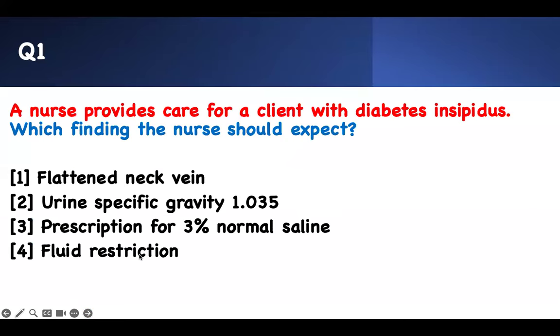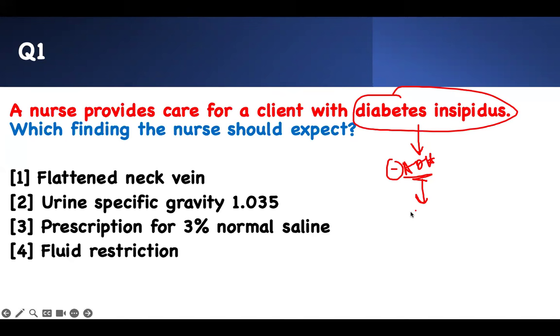Let's provide care for a client with diabetes insipidus. Which finding do you expect? You should know this by now. If you don't, check Adapting Class. This is content-based. In diabetes insipidus there's no ADH, so you're going to lose all your water. What is the major problem? Dehydration, right? If you're dehydrated, the neck vein is flattened.